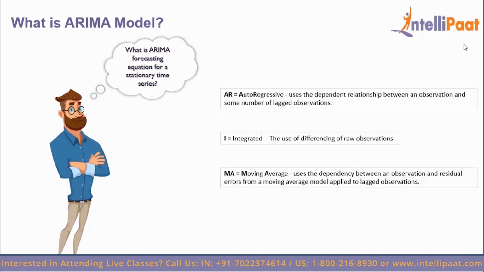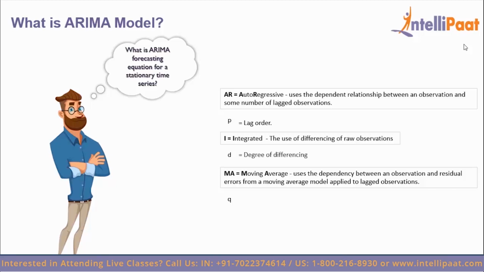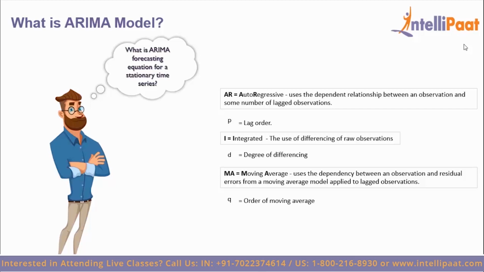There is a standard notation used for these three aspects, p, d, and q, where the parameters are substituted with integer values to quickly indicate the specific ARIMA model being used. p denotes the number of lag observations included in the model, and it is also called the lag order. d stands for the number of times that the raw observations are differenced, and it is also called the degree of differencing. And q denotes the size of the moving average window. It is also called the order of moving average.